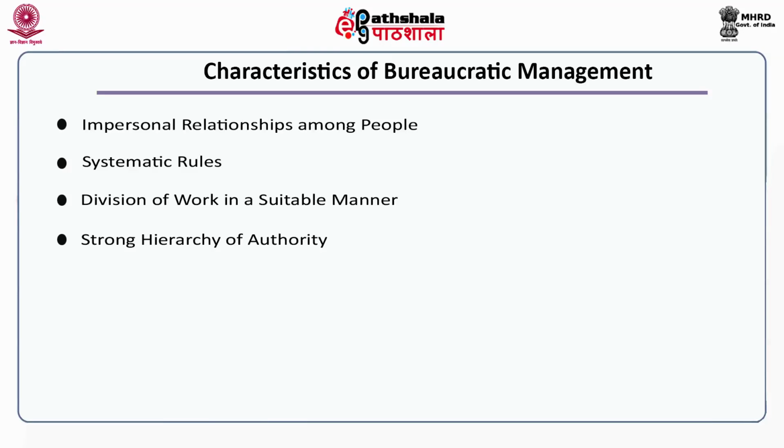Number 4 feature is strong hierarchy of authority. The hierarchy of authority of the superiors and subordinates should be strong and should be visibly demarcated. The employee should be made responsible for the decisions made by him or her and his or her subordinates. Fifth feature is basis of promotion. In bureaucracy, the promotion should be given to the employees on the basis of their efficiency, skills and abilities.